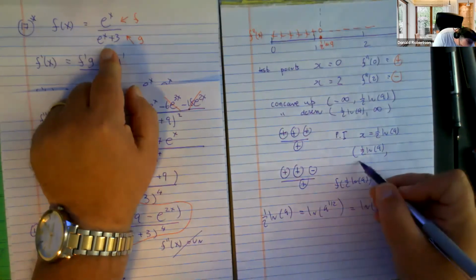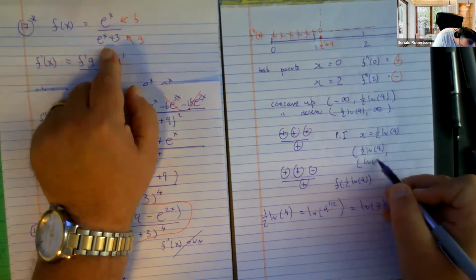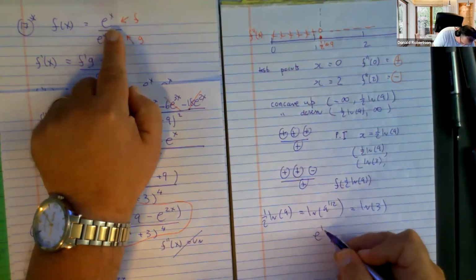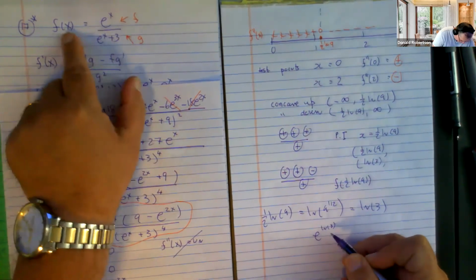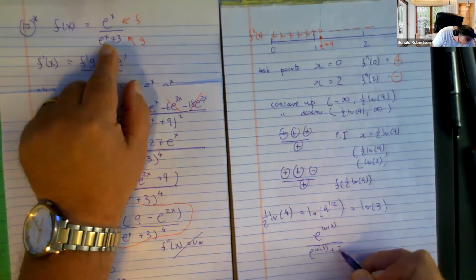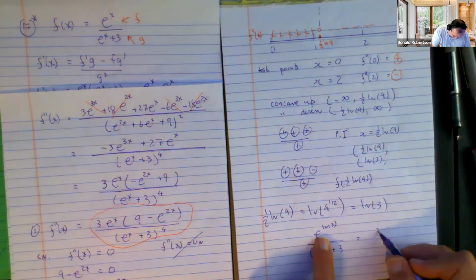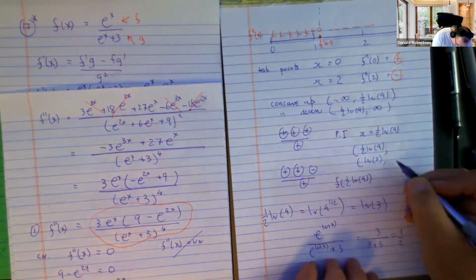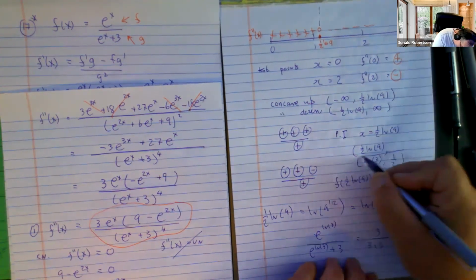Okay, so I now know that at natural log of 3, what's the value? e to the log 3 over e to the log 3 plus 3. And do you know that's 3, and that's 3 plus 3, so guess what the answer is? A half. So would you believe it?